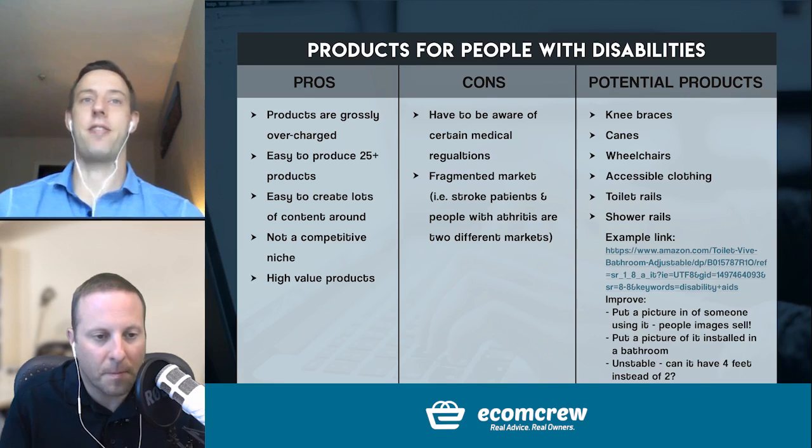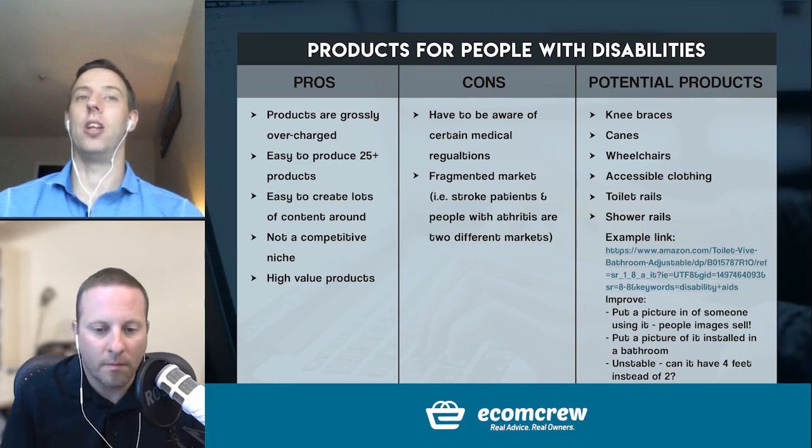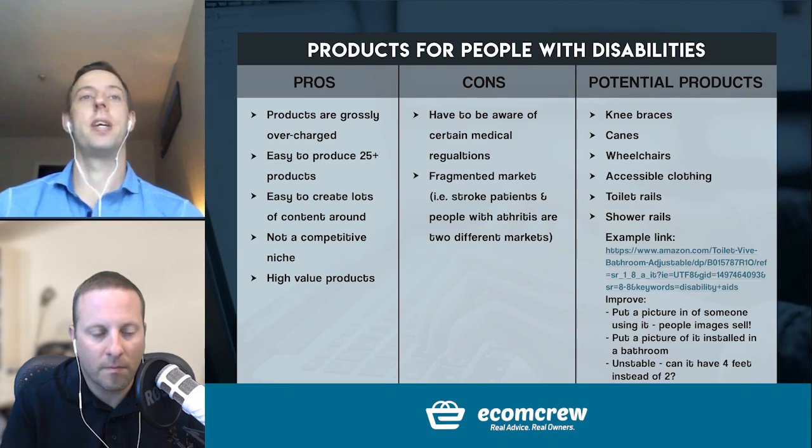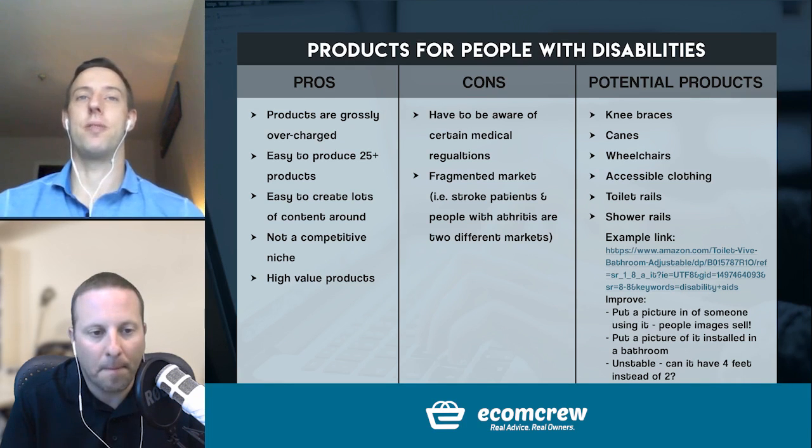And again, it's high value products. Most of the products are $50 plus, a lot of them getting up to $100, $200. So again, it leaves a lot more meat on the bones that you can use to put towards your Amazon PPC and to get an overall better hit every time you sell one of these products.